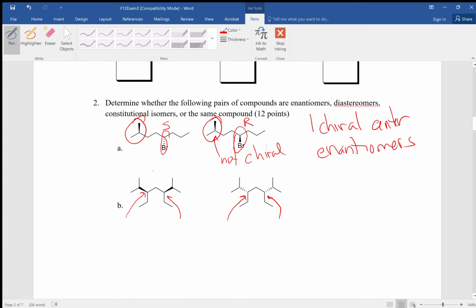But we want to be very, very careful here, because both of these compounds have an internal plane of symmetry. Because they have that internal plane of symmetry, these are meso compounds, which means that in fact they're not chiral at all, and they are therefore the exact same compound.